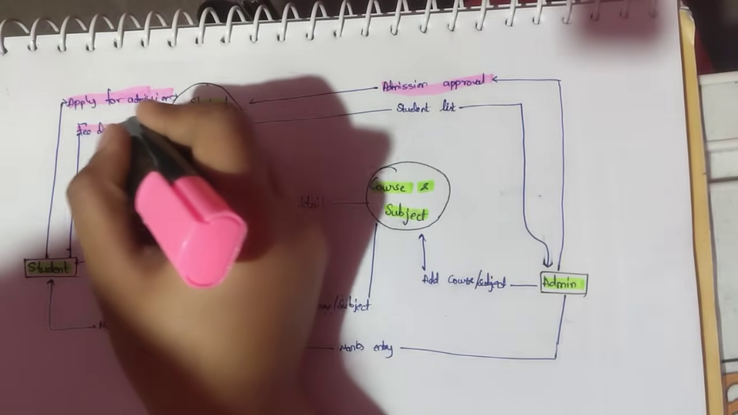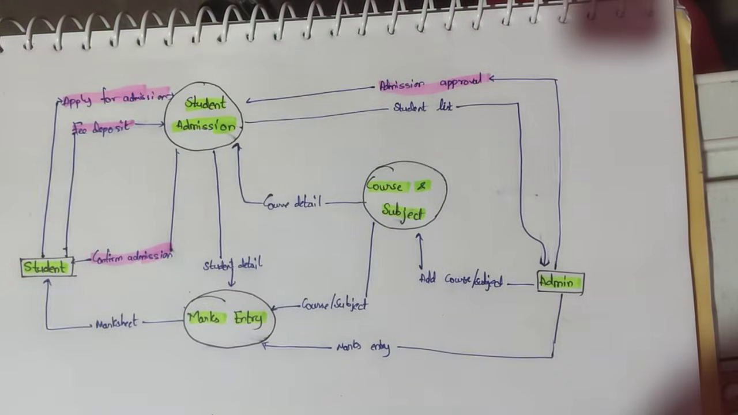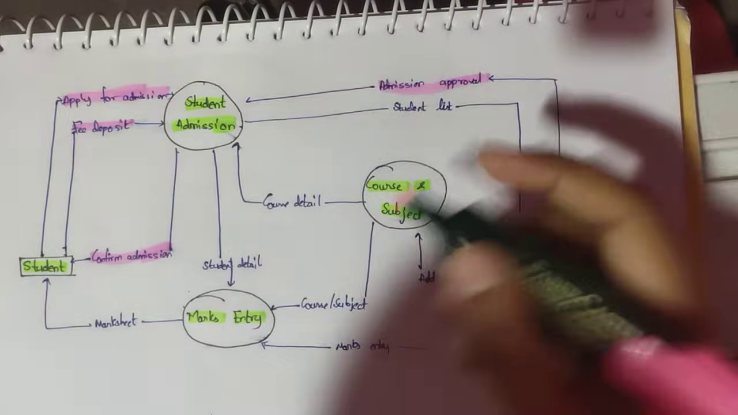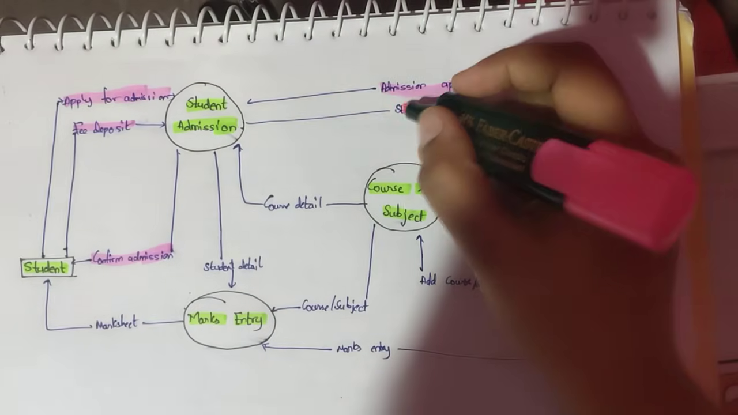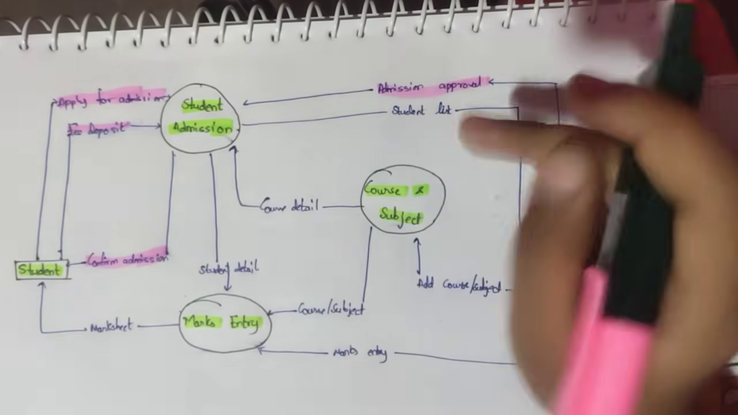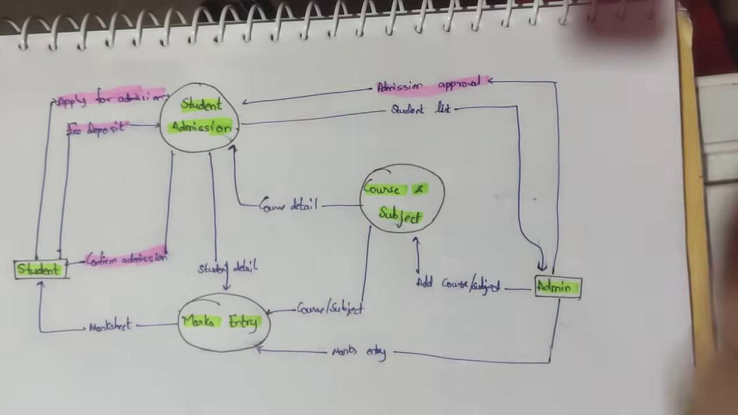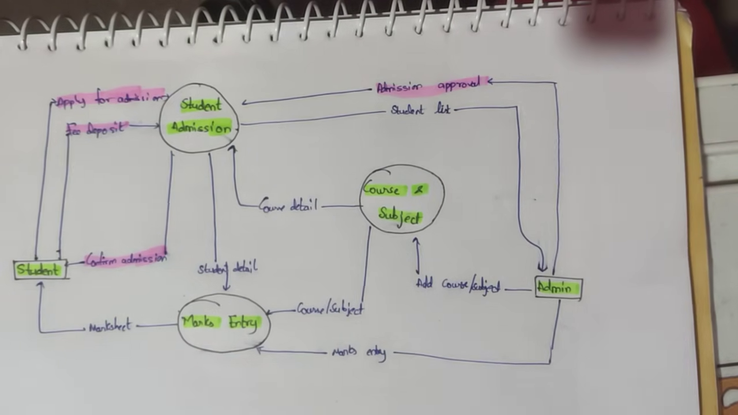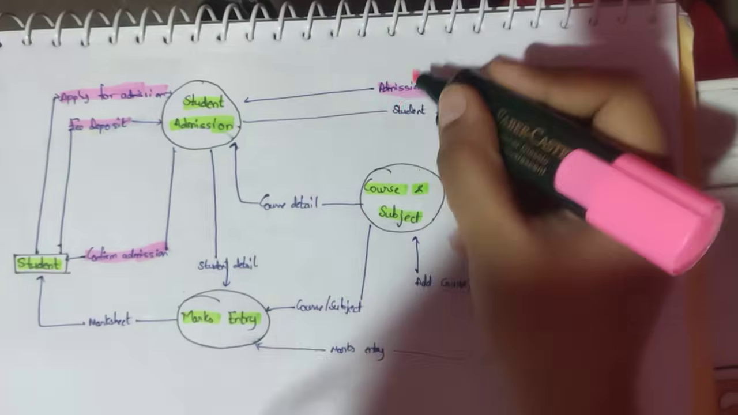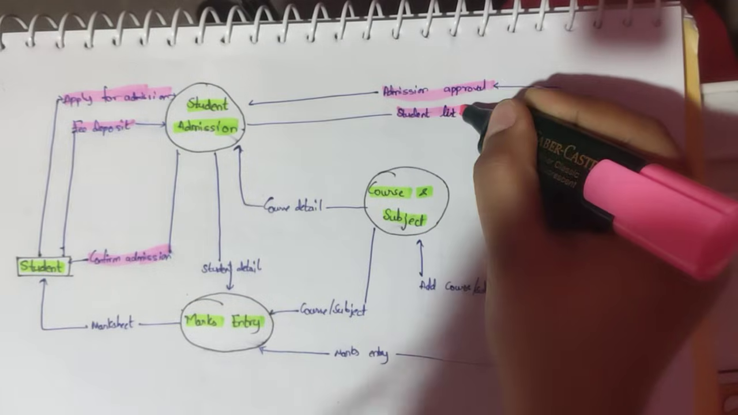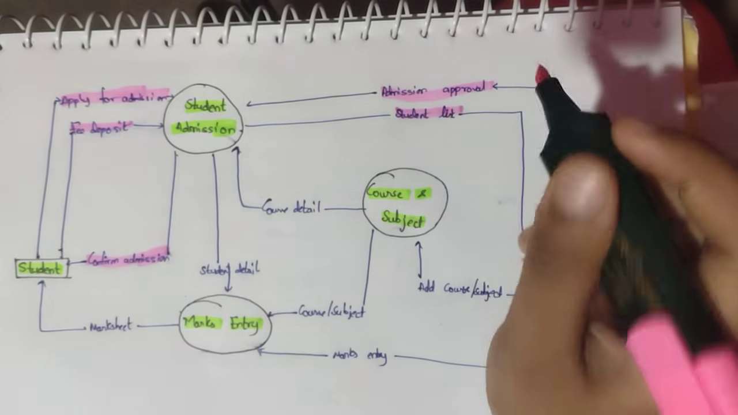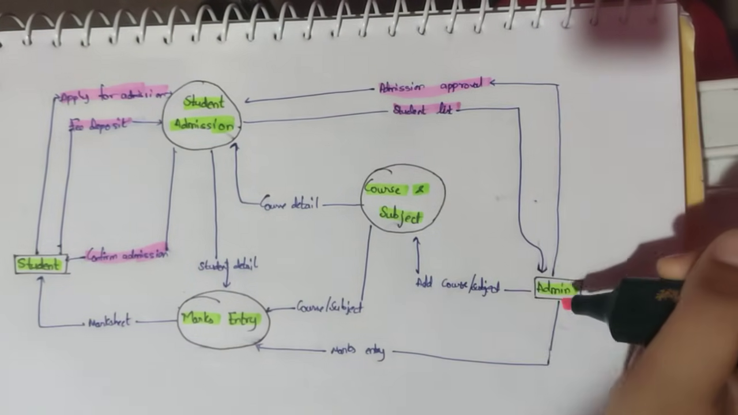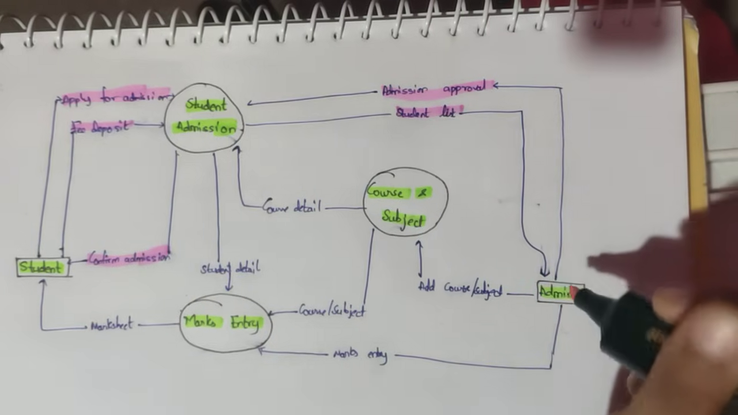So later on, what will the student do? He will deposit the fee first. When we deposit the fee in the college, that means our admission has been confirmed properly, because without paying the fee, our admission would still be in the middle. After the student deposits the fee, the list of students who already paid the fee and took the admission will go to the admin. So the admin can see all the students.